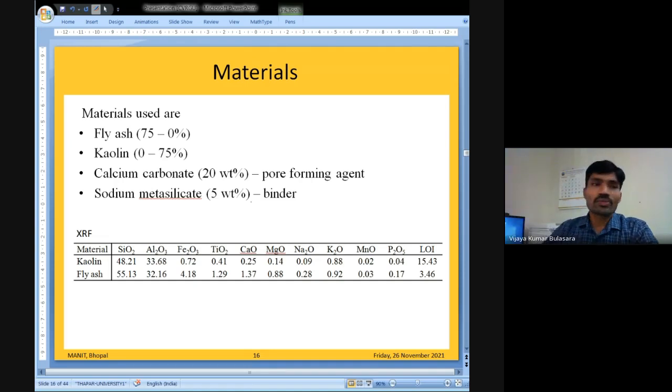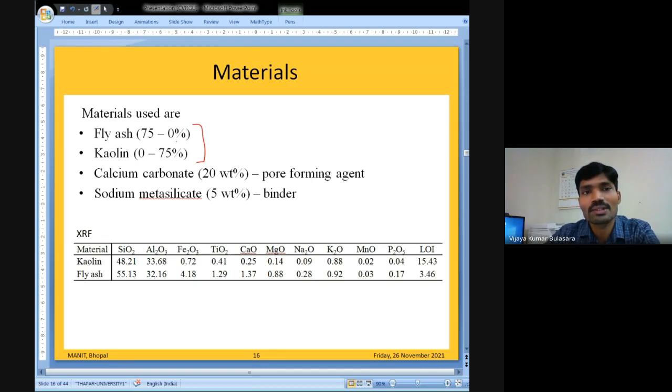So we used fly ash and kaolin as the main raw materials, that is 75% of the mixture. Then 28% is pore forming agent. Here we used calcium carbonate. Then 58% binder is used, that is sodium metasilicate is used as binder. Okay, so these are the selected main raw materials.